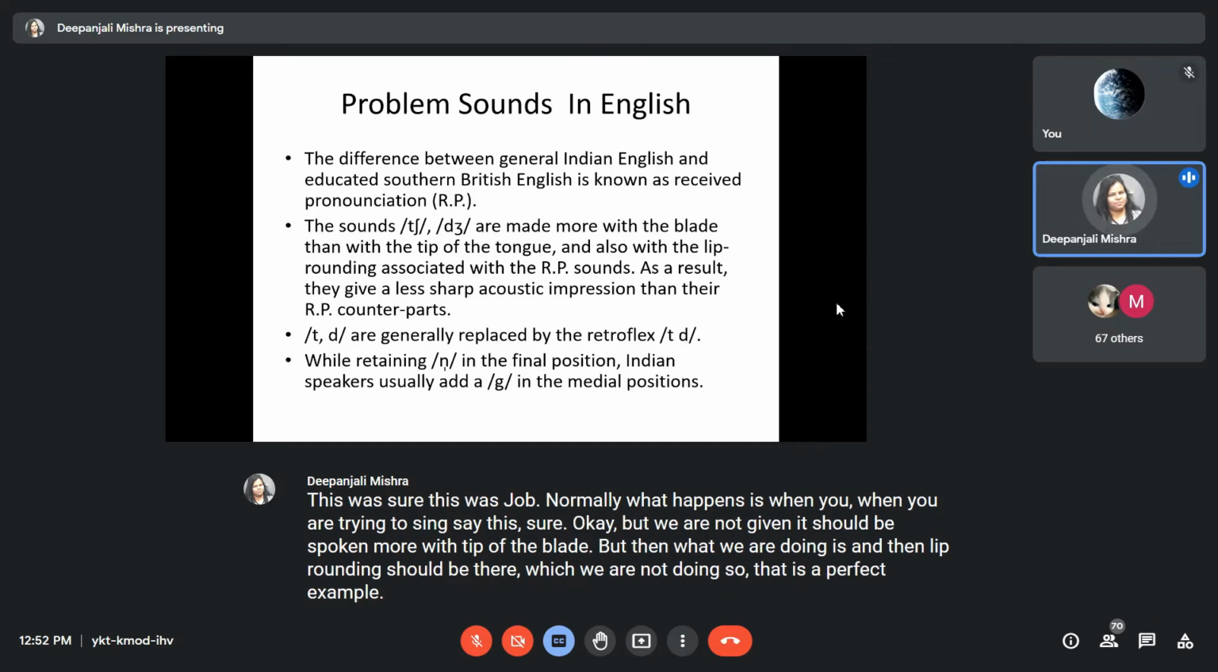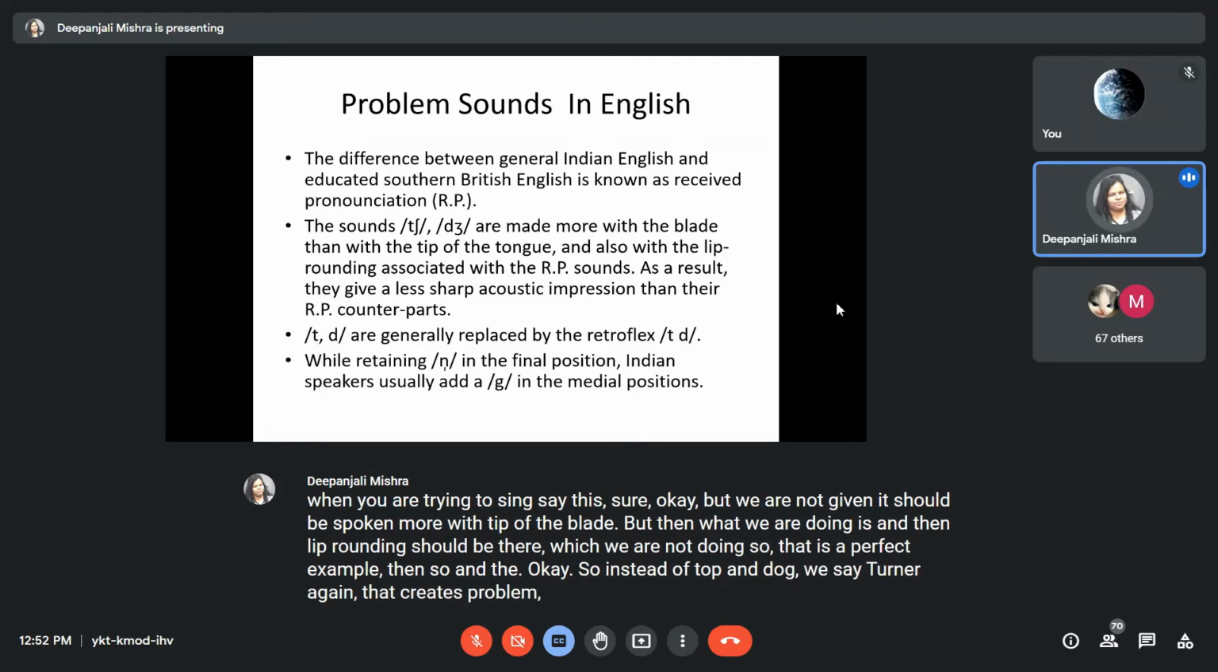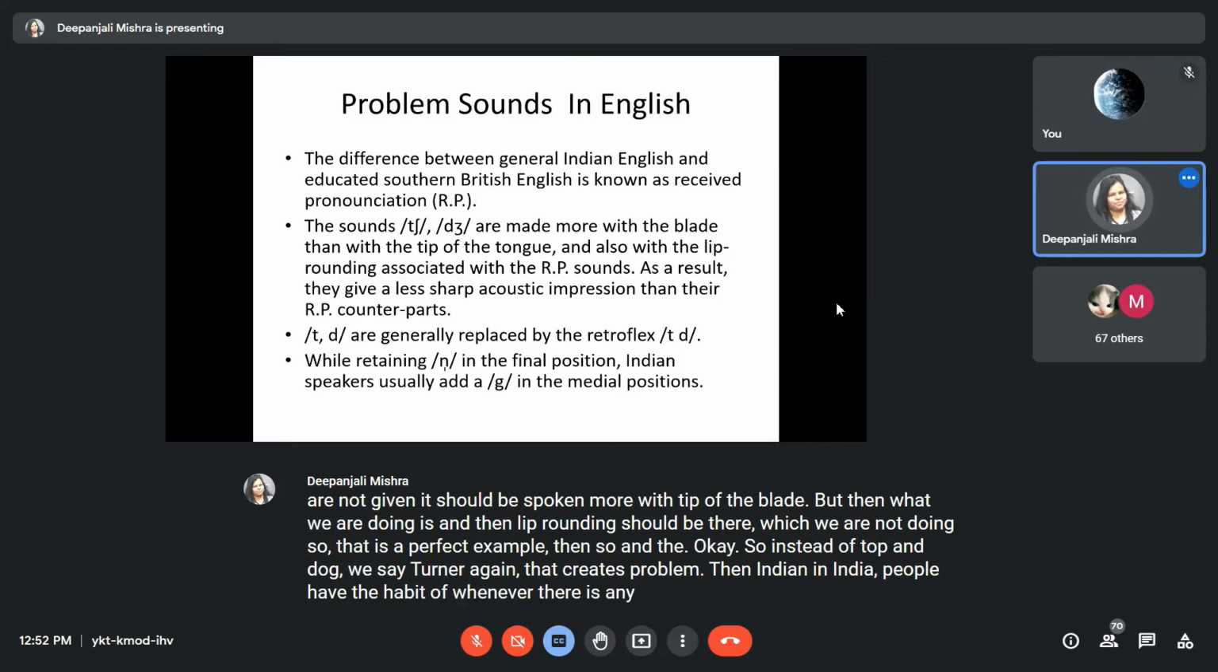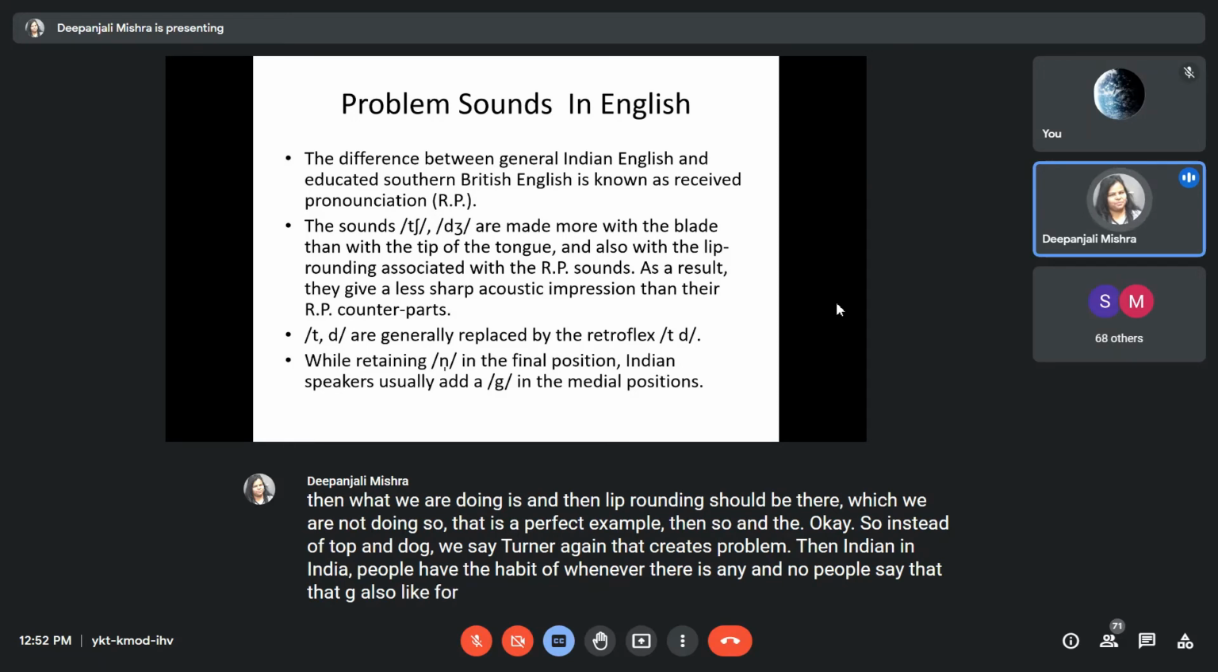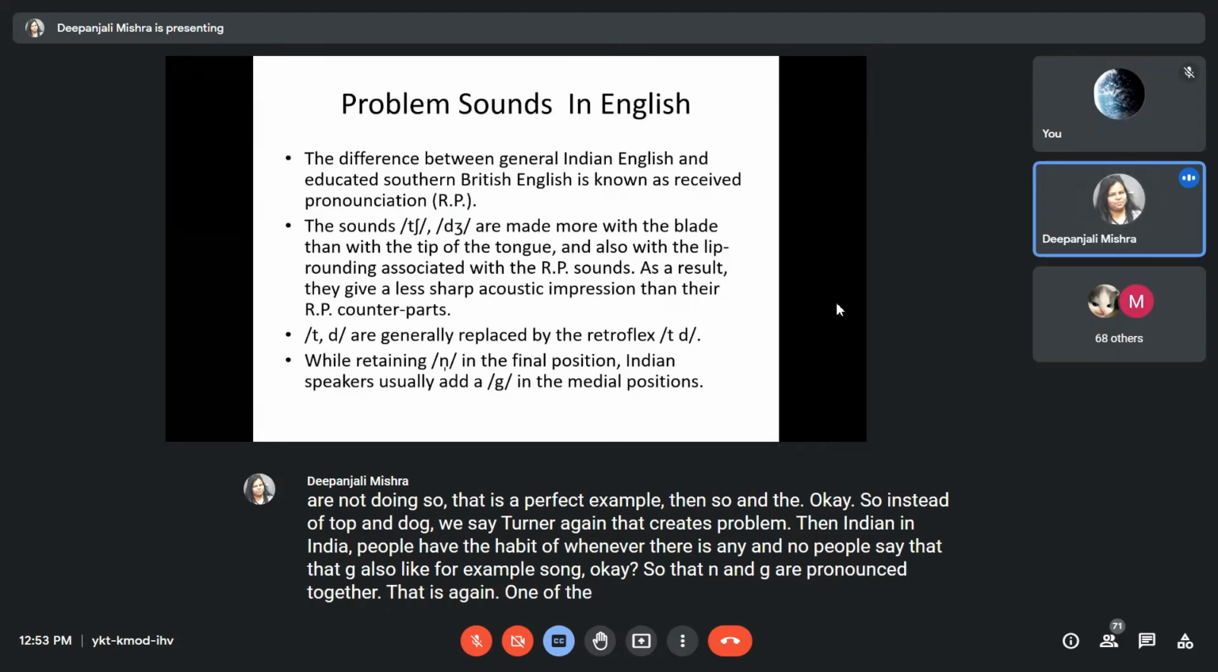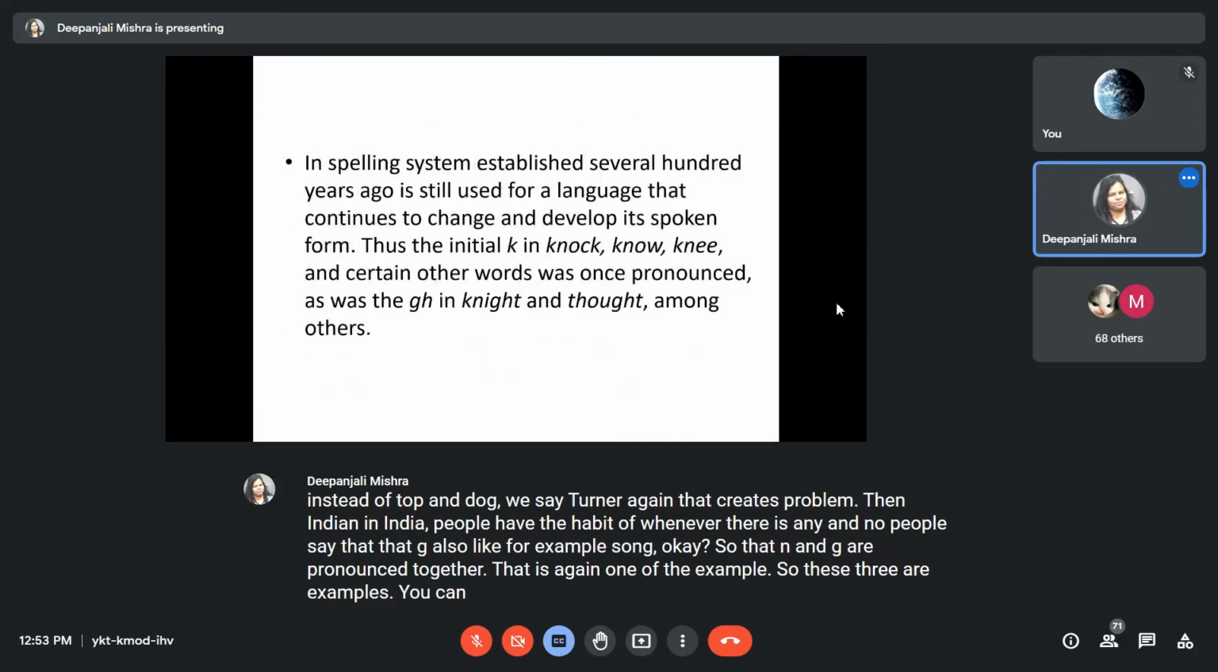Then t and d. Instead of t and d, we say a different t and d. Again, that creates a problem. Then in India, people have the habit that whenever there is an n, people say g also, for example, song. So that n and g are pronounced together. That is again one of the examples. So these three are examples. You can give those examples.